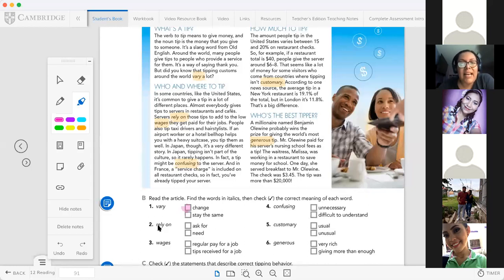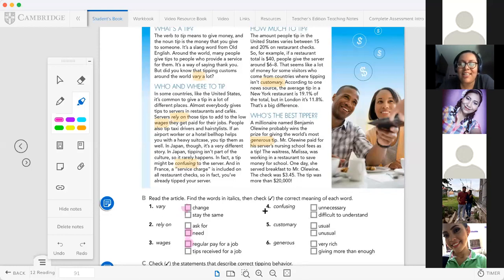Okay, number 2, rely on, ask for or need. It says servers rely on those tips to add to their low wages. Very good. Thank you, girls. Number 3, wages. Regular pay for a job or tips received for a job. Regular pay for a job, okay? Wages is the same as salary. So that's your salary. Es lo que ya te pagan de por sí. It's your regular pay.